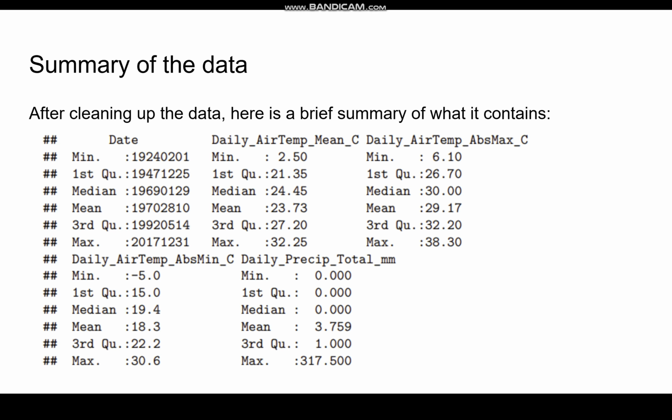And as you can see, based on the absolute maximum and the absolute minimums, there's quite a bit of variation among temperatures, from negative 5 degrees Celsius all the way up to 38.3 degrees Celsius, which makes for some obviously varying data. Not to mention the precipitation total as well. I mean, there's plenty of days where there's no precipitation, but there's some days where there's 317 millimeters, which is quite a bit of precipitation.